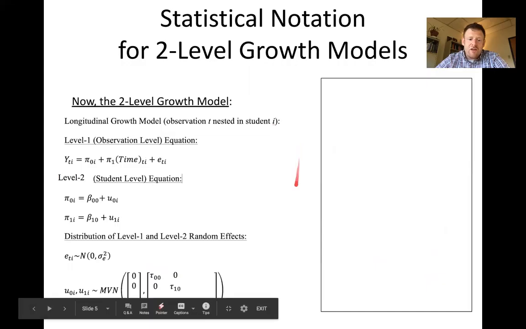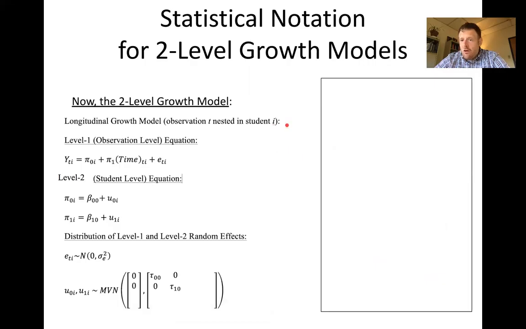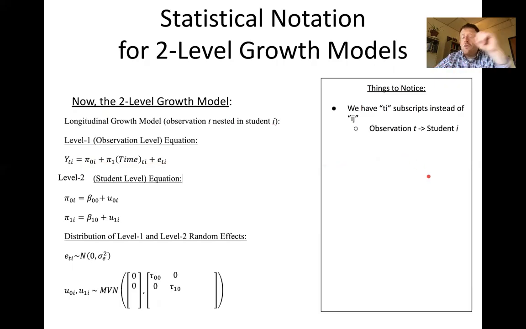So now we're going to look at the notation for a growth model. And it actually doesn't vary that much at all. The big difference, well, a couple things are different. So first of all, we now have TI subscripts instead of IJ. And if you remember in the previous model, I stood for student, and that's still the case here. I stands for the person level. Notice we don't have a J. That would be the school level, although we could do a 3-level model. We've actually learned how to do those, but for now we're just going to look at a 2-level model for growth.